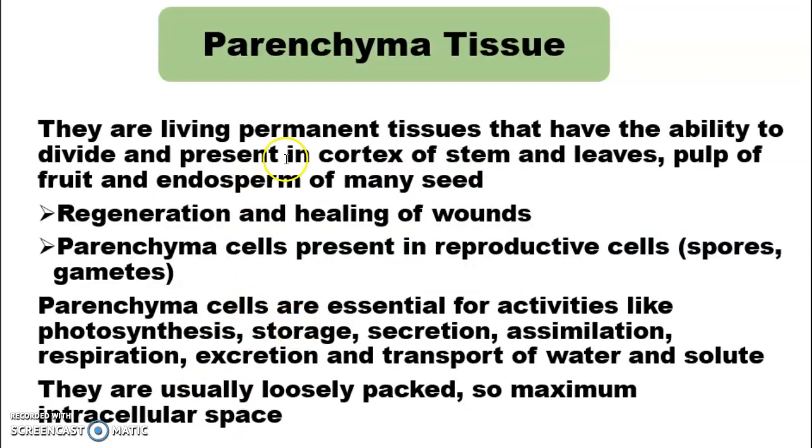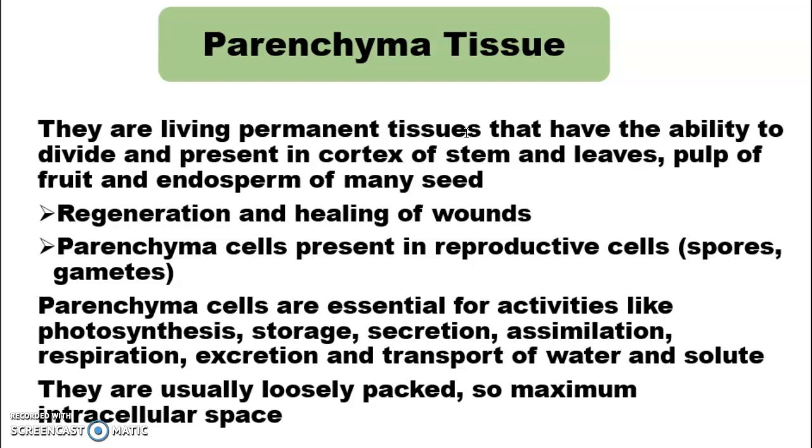If we talk about parenchymal tissues in detail, then we can say they are living simple permanent tissue, and they have the ability to divide. They are present in the cortex of stem and leaves, and also in the pulp of the fruits. They have the power of regeneration and healing of wounds, and they are also present in reproductive cells like spores and gametes. They are essential for activities like photosynthesis, storage, secretion, assimilation, respiration, excretion, and transport of water and solute.